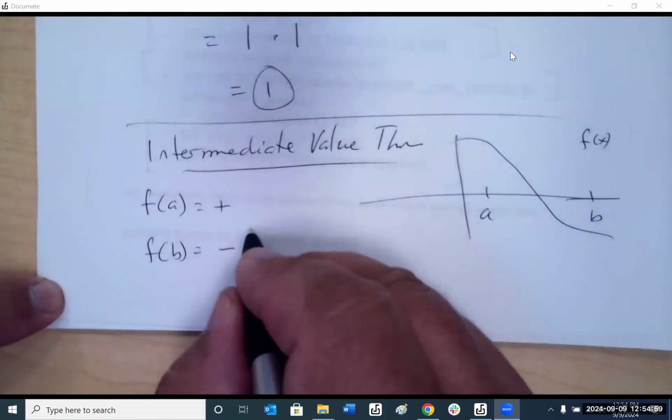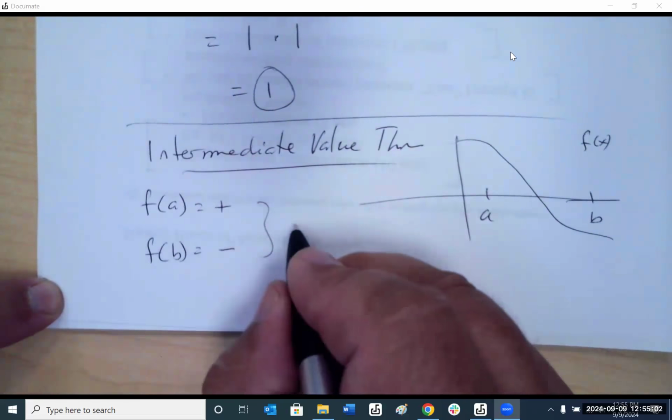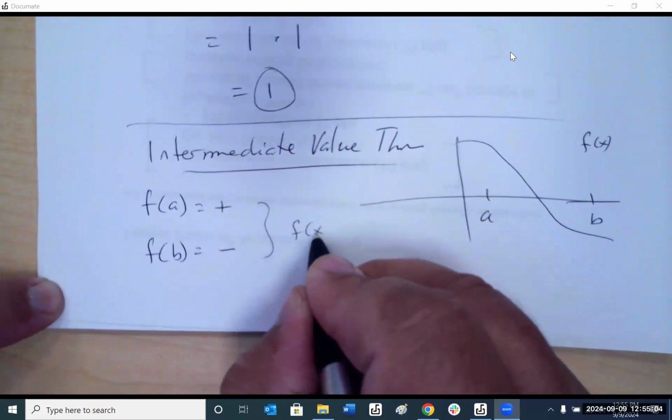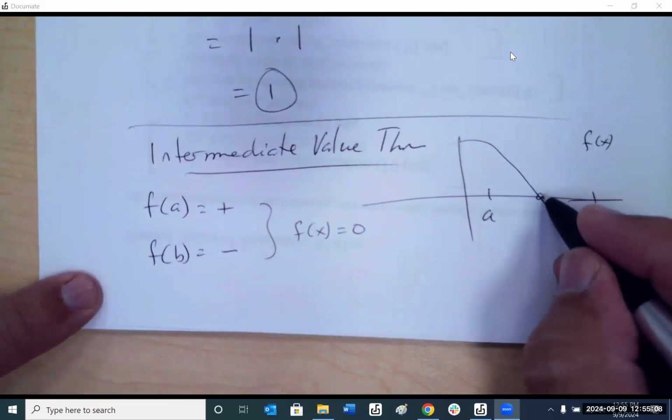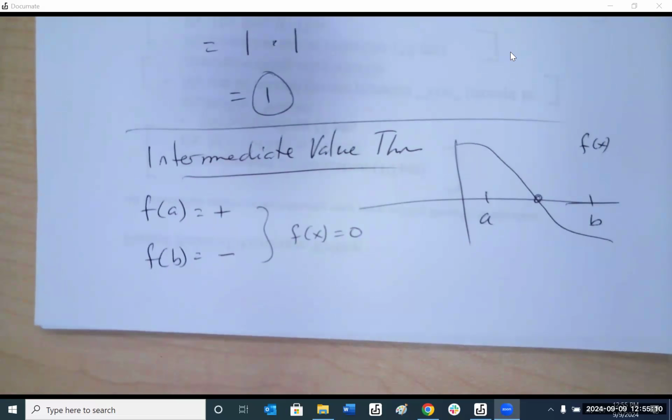Then somewhere between there, f of x has to equal zero. It has to cross the x-axis somewhere at least once. That's the intermediate value theorem. So will there be a solution, an x-intercept, if I have these two values? It won't tell you where they are. It tells you if they exist.